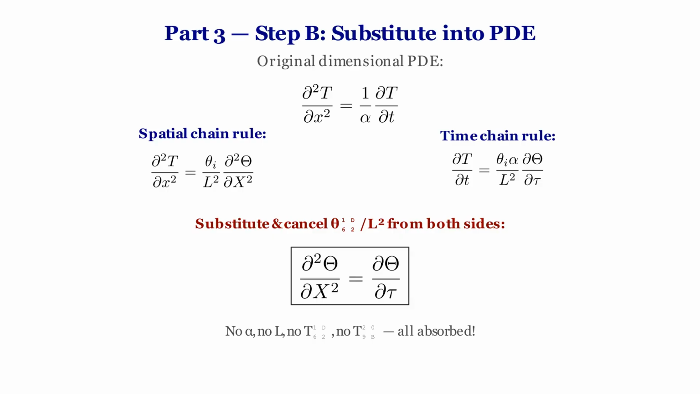Substituting everything back into the PDE and cancelling θᵢ on both sides, the governing equation simplifies beautifully to ∂²θ/∂X² = ∂θ/∂τ. Notice there is no α, no L, no Ti, no Ts. All physical parameters have been absorbed. This is the power of non-dimensionalisation.